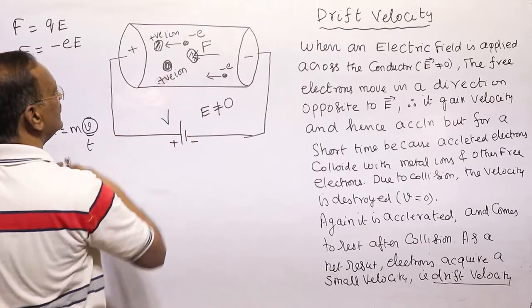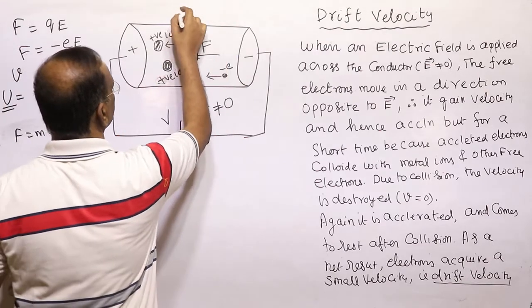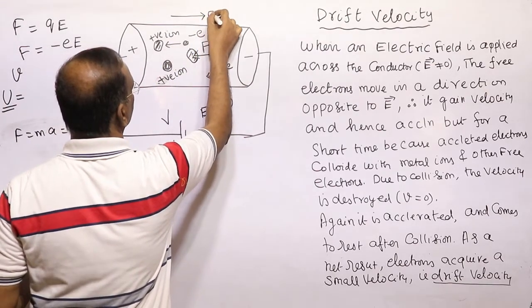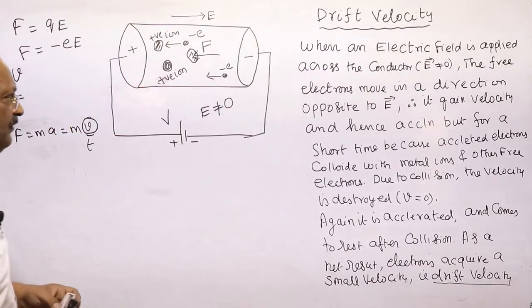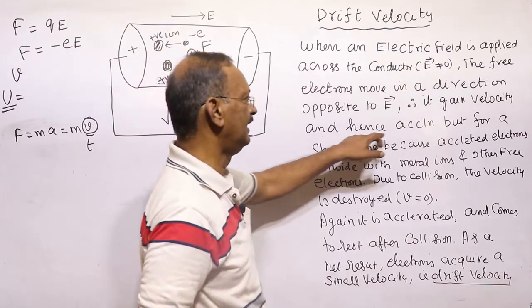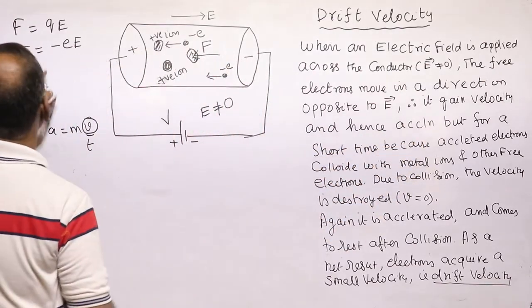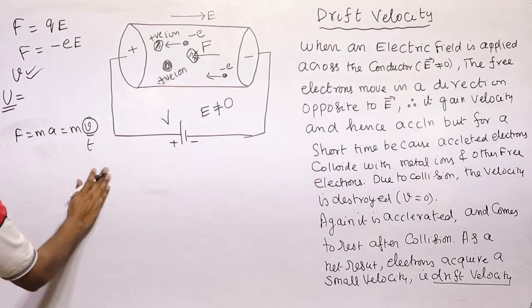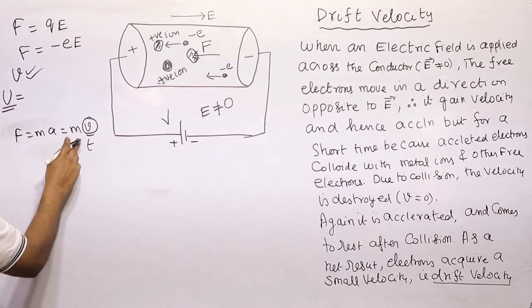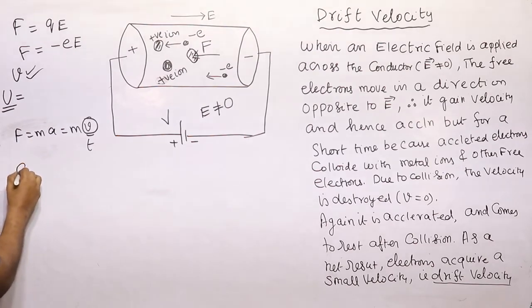The electron is moving in this direction, from the negative to the positive side, because of the applied electric field. So the force is in the direction opposite to the applied electric field. It gains velocity and hence acceleration. When velocity is gained, there is force, and then there is acceleration also.